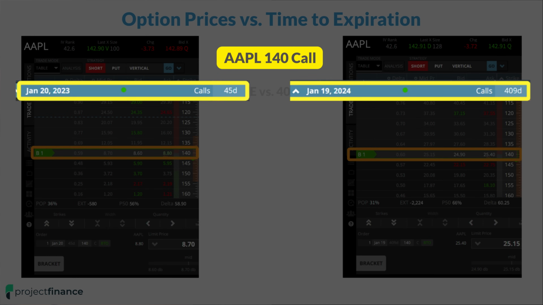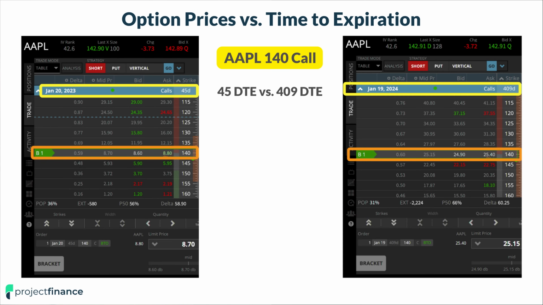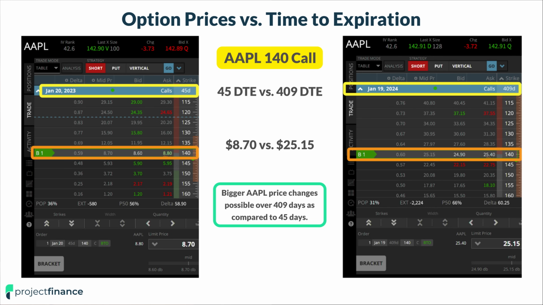We can see that the 45-day call option with a strike price of 140 is trading for $8.70, but the 409-day call option with a strike price of 140 is trading for $25.15. So bigger Apple price changes are possible over 409 days as compared to 45 days, and that's why the longer-term option with the same strike price is trading for a much higher valuation. Based on these two prices, we would expect to lose around $1,645 from holding the 409-day call option from 409 days to expiration all the way to 45 days until expiration.